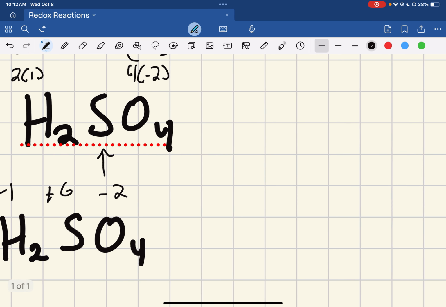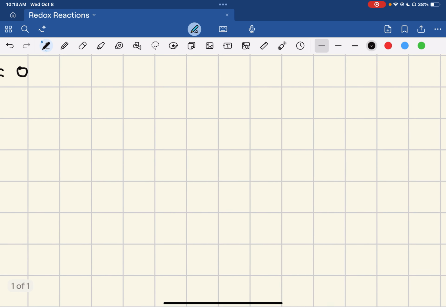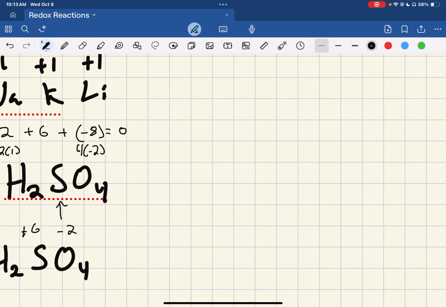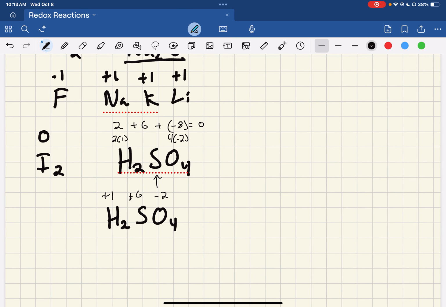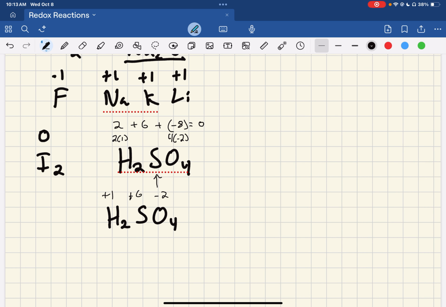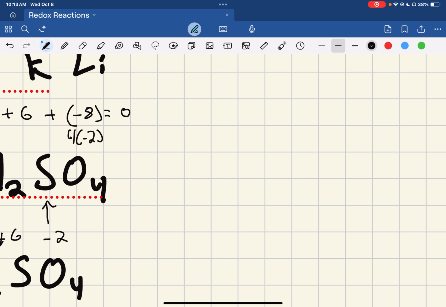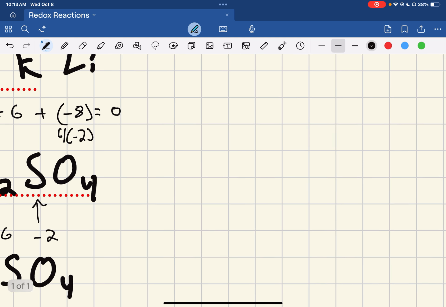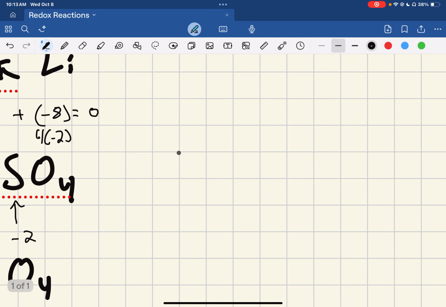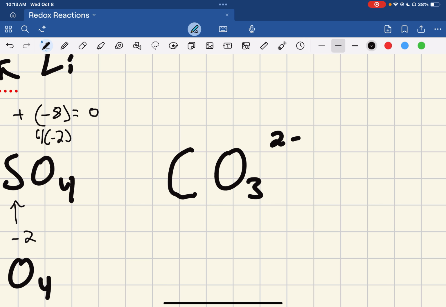Let's try another one now. Let's try a polyatomic. So let's say, for example, that we have this compound right here. Let's say we have carbon dioxide, CO3, 2 negative. No, did I say carbon dioxide? Sorry, carbonate. My fault. See, I'm on brain mode right now. I can't think. CO3, 2 negative. Same rules apply, just like we did before.